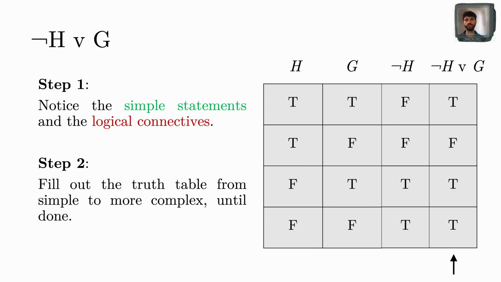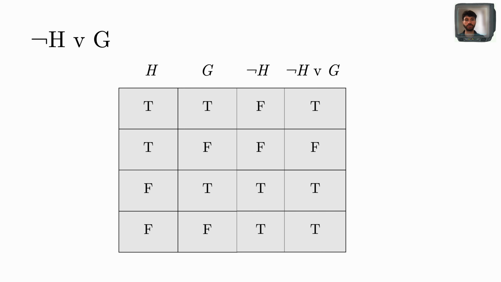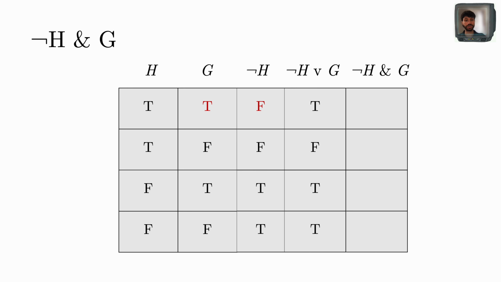We're going to do one more. First let's put the table here just to make it simpler, and what we're going to do is look at not H and G. The reason I do this is because we actually have all the elements in place to figure out the truth table of not H and G. So let's add a column, and we see that it's actually the same elements that we're going to need as we did to figure out the truth table of not H or G. We just have to look at the second and the third column. So let's figure it out.